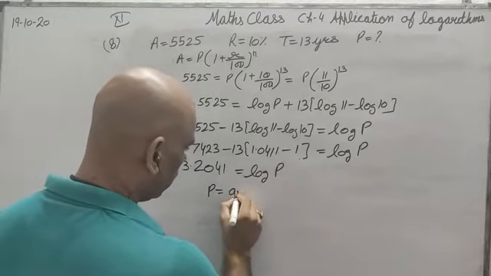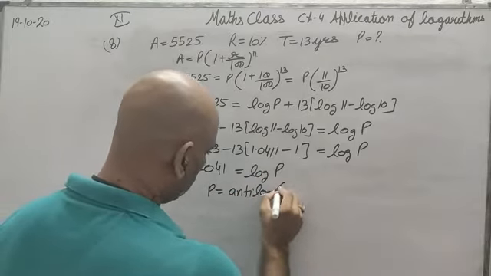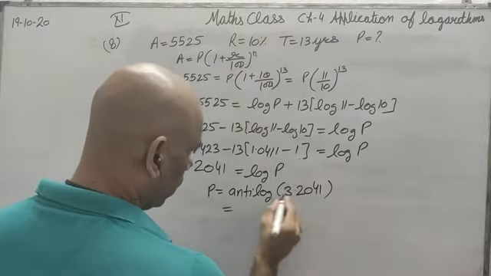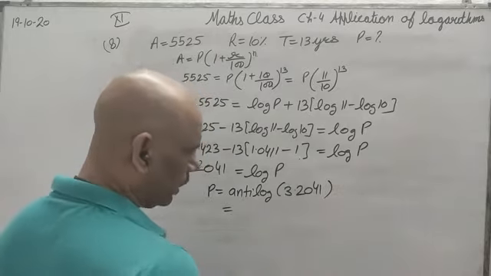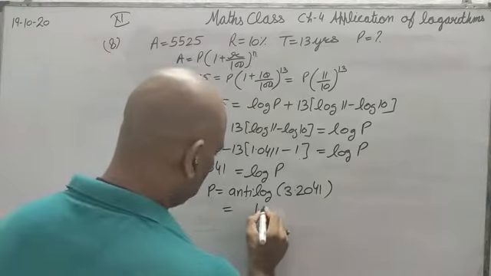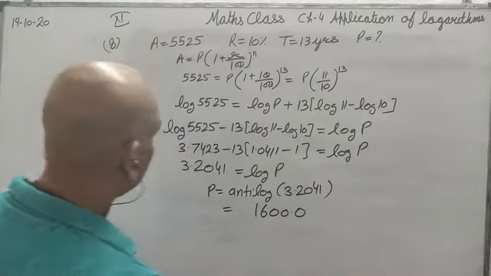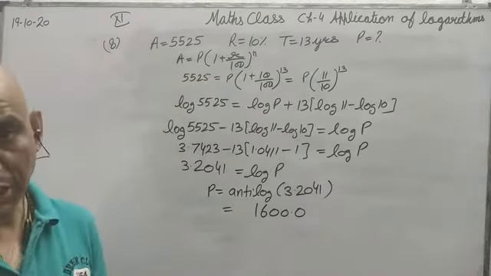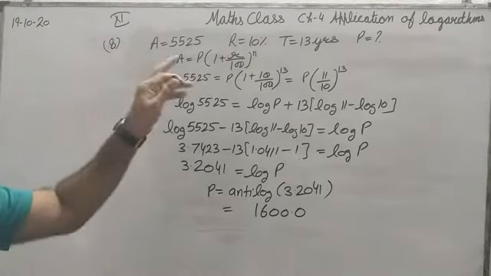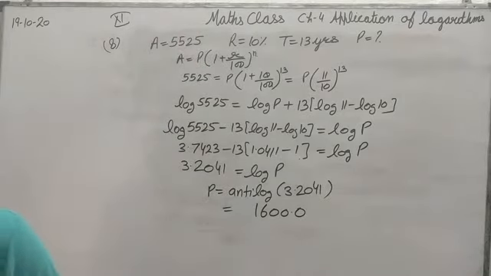So P will be the anti-log of 3.2041. And this 3 is telling me that there should be 4 digits before the decimal, and 2041 is telling me 1600. So 1600.0. So this way 1600 rupees will be 5525 at 10% in 13 years. So this way you can calculate the principal.